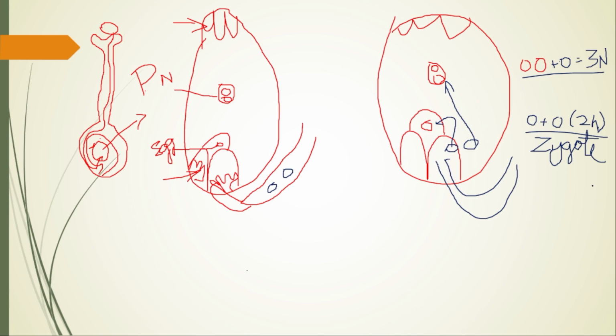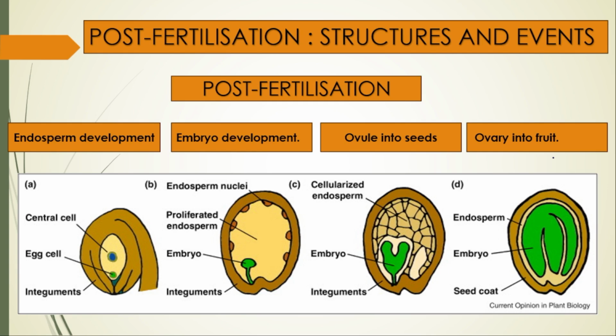Next, this zygote is going to form the embryo, and whatever this PEN, primary endosperm nucleus, is. The triple fusion result is PEN, and the syngamy result is zygote.